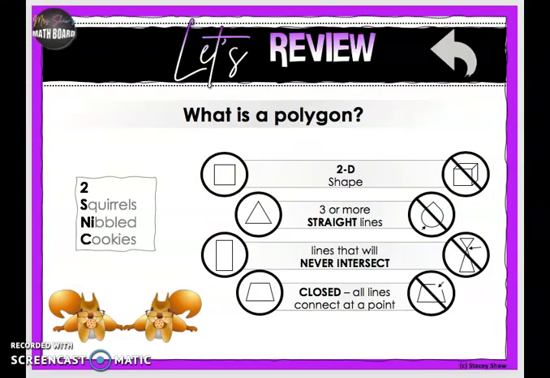Now we're just going to review real quickly what a polygon is. So we can use this right here, two squirrels nibbled cookies. So 2 is a 2D shape or a two-dimensional shape. The S for squirrels stands for straight lines. They have to be straight lines. The NI stands for never intersects. And the C stands for closed. It's a closed figure. All lines connect at a point.